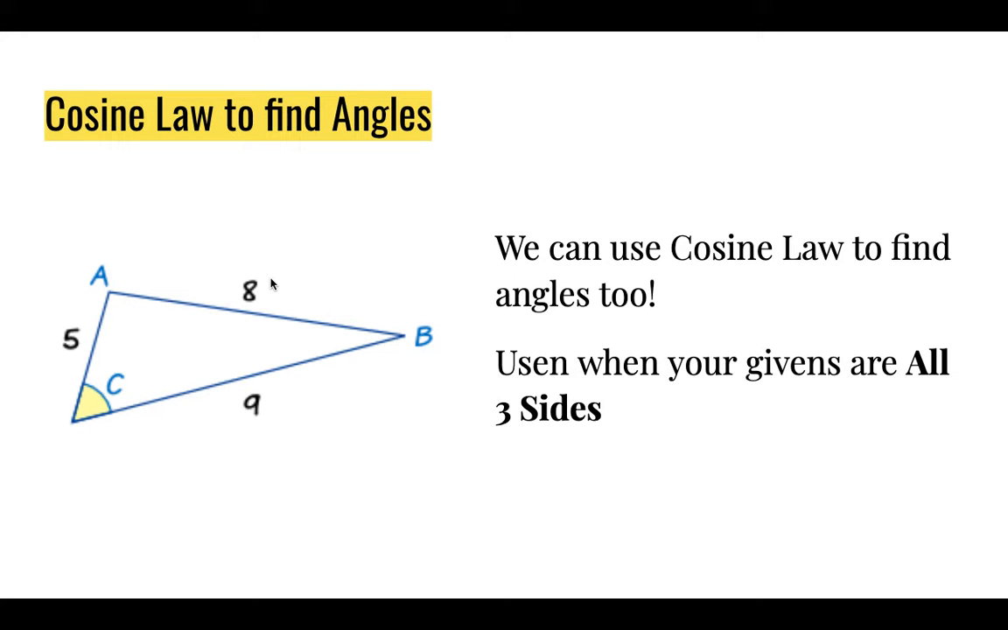Now, what about finding angles? Let's say we have a triangle like this, we need the angle, but we have all 3 sides.